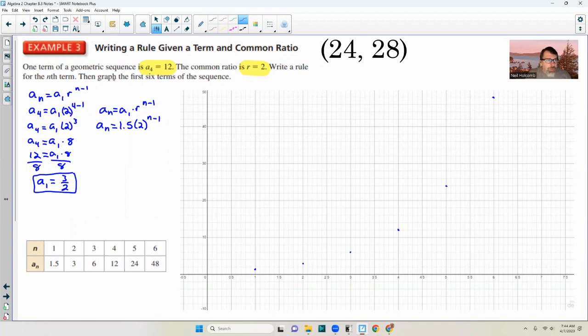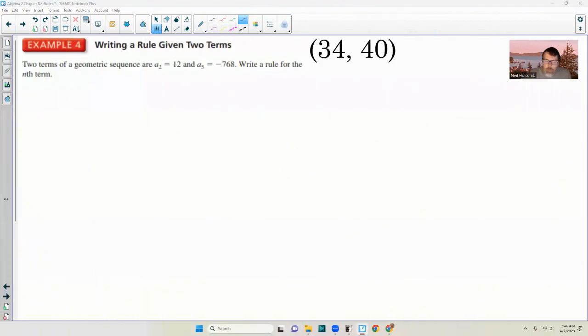Okay, so we wrote the rule, a sub n equals 1.5 times 2 to the n minus 1. We graphed the first 6 terms of the sequence. Now you should be able to do problem numbers 24 and 28 in your exercises.